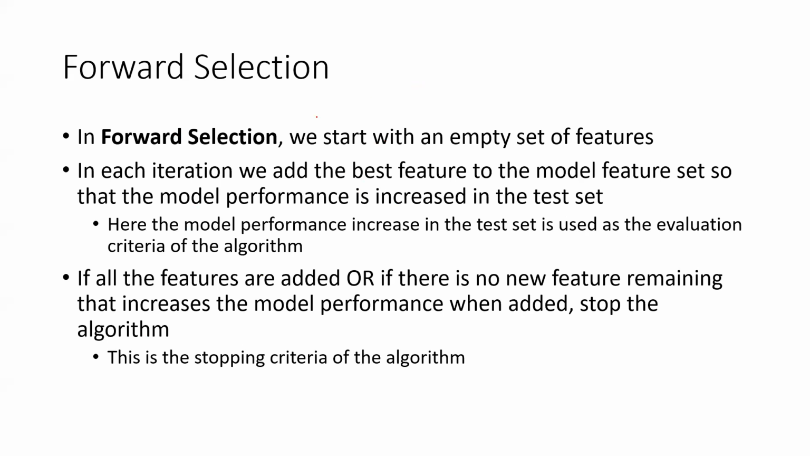So there's a certain algorithm. What we do is we start with zero features. Then we add features one by one. For example, if we have x1, x2, and x3, first we check by adding only x1. And what is the performance measure that you have got?